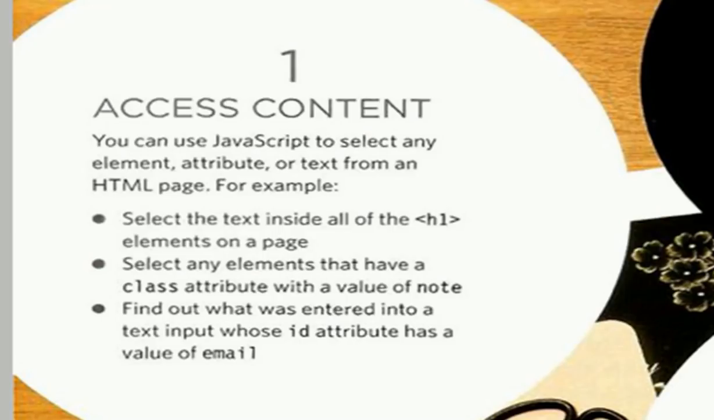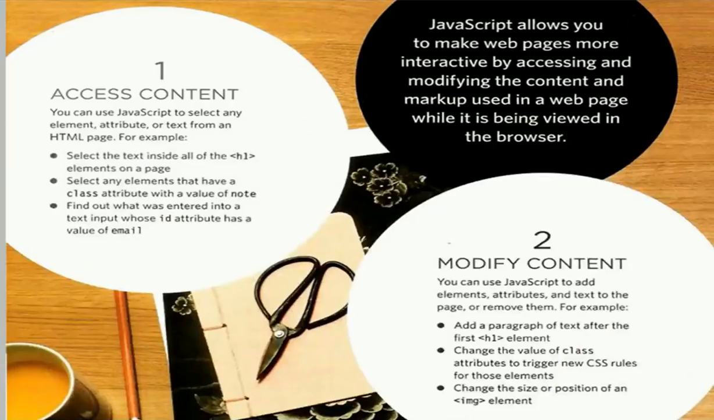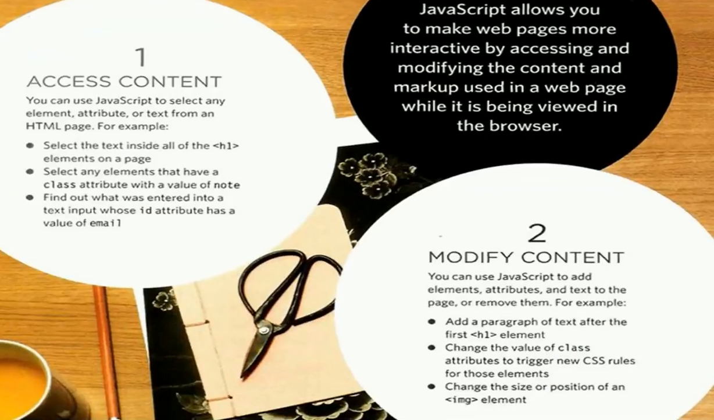For example, JavaScript will let us select the text inside all of the H1 elements on a page. And also it will let us select any elements that have a class attribute with a value of node. And finally, JavaScript will let us find out what was entered into a text input whose ID attribute has a value of email.